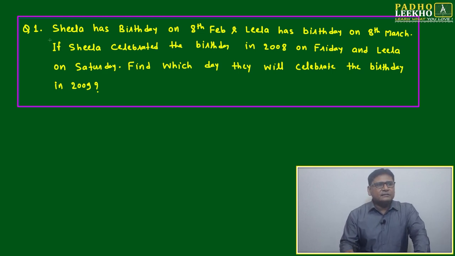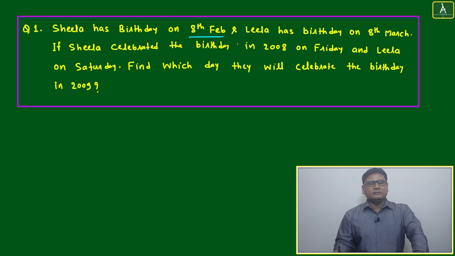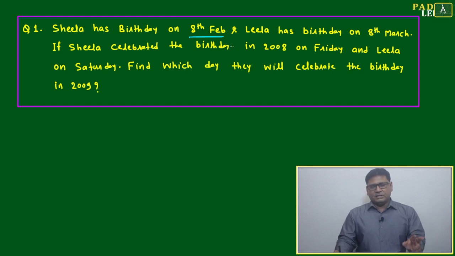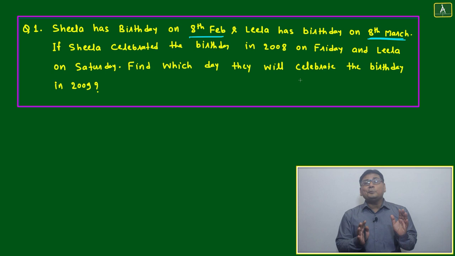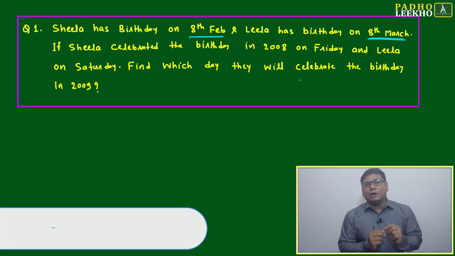Now we'll try to read and understand question number 1. Sheila has her birthday on 8th February. Once we have seen 8th February, what comes to mind? Before 28th. If it is movement, then we have to keep that in mind. And Leela has her birthday on 8th March. What comes to mind? After February. Because February is one of the important parts of the calculation.